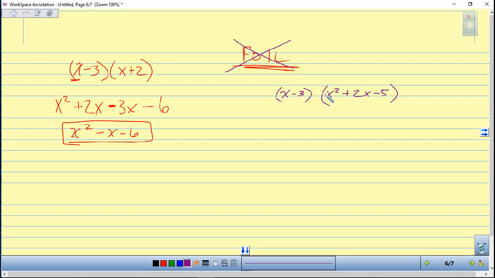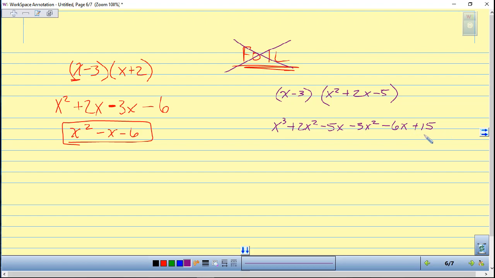So I would multiply the x times the x squared and get x cubed, and the x times the 2x and get plus 2x squared, and the x times the negative 5 and get negative 5x. Then, once that x has been multiplied by everything over here, I move to the negative 3. Treat this as a negative 3 and distribute the negative 3 all the way through. Negative 3 times x squared gives you negative 3x squared. Negative 3 times 2x is going to give you negative 6x. And negative 3 times negative 5 gives you plus 15.